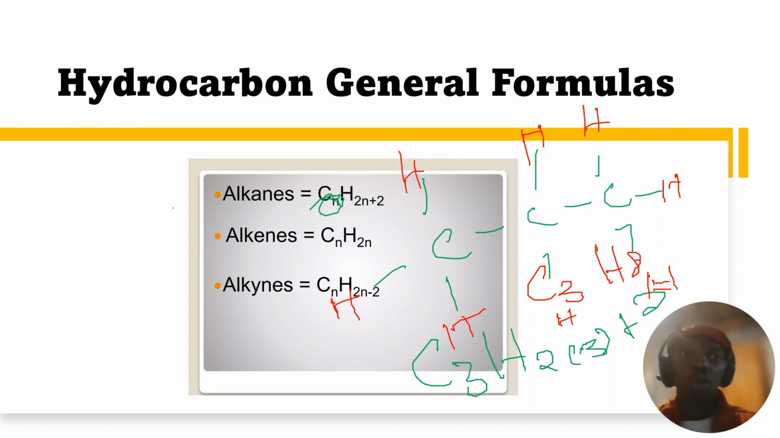So to avoid counting these hydrogen atoms individually, you just need to understand that where there's an n, you put the number of carbon atoms. The only thing you need to count is the number of carbon atoms, and then you're good to go. The same applies for alkenes and alkynes. Nothing changes. As long as you know the number of carbon atoms, you can work out the molecular formula of the compound. That's how easy it is.